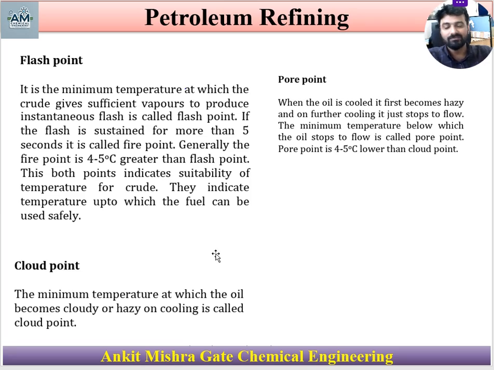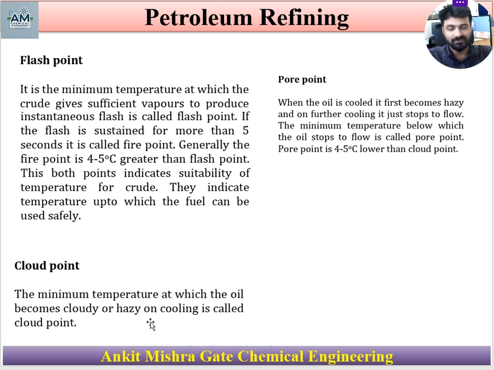So both of these points indicate the suitable characteristics of the temperature dependency of crude oil, up to what temperature we can store the crude oil, something like that, and they indicate the temperature up to which the fuels can be used safely. That is very, very important.